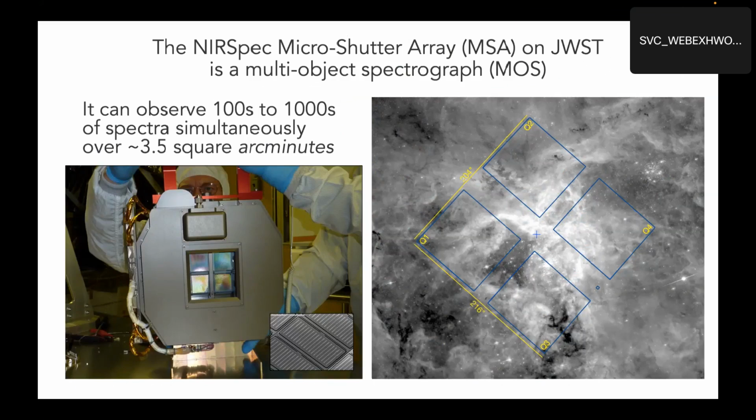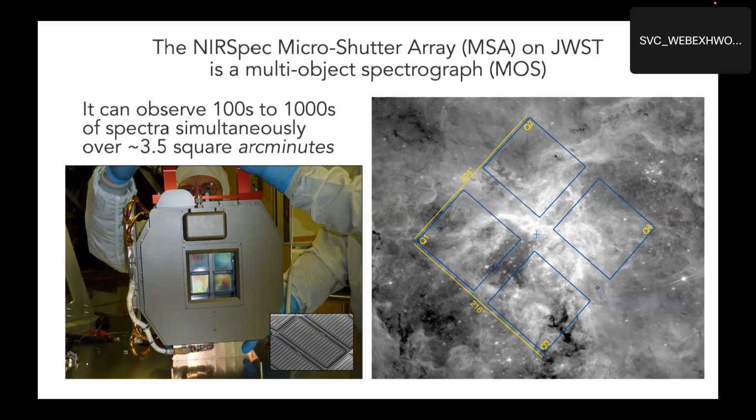So the NIRSpec microshutter array on James Webb Space Telescope is a MOS, or a multi-object spectrograph. It allows you to observe hundreds to thousands of galaxies or objects simultaneously. Here it is in the laboratory. That's 4 quadrants of these little addressable shutters that you can open and close to create slits, or as we call it, slitlets, on top of your objects.